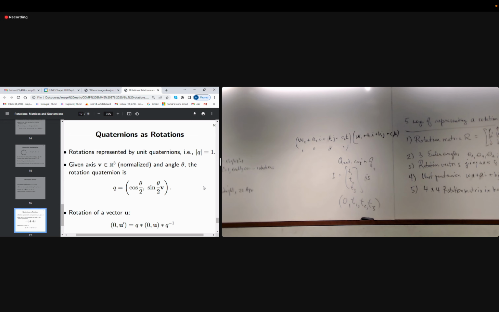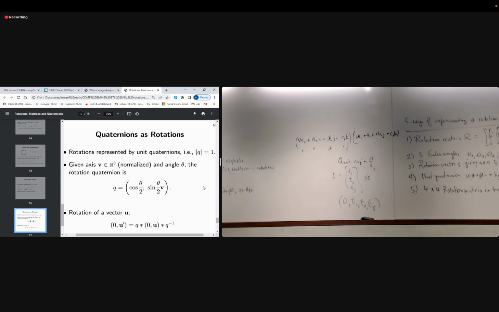And the inverse to a rotation by theta around V is a rotation by minus theta around V. But cosine of minus theta over 2 is cosine of theta over 2, so the real term doesn't change. And sine of minus theta over 2 is minus sine of theta over 2. So the other three terms, the I, J, and K terms, all get negative, as promised here. W, minus A, minus B, minus C.